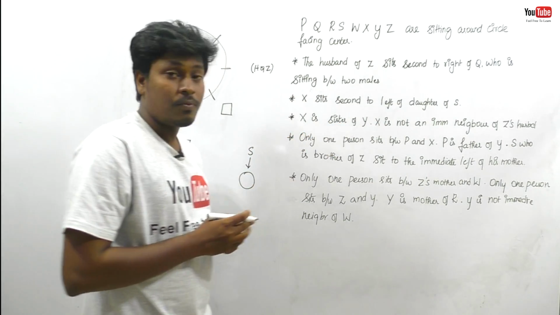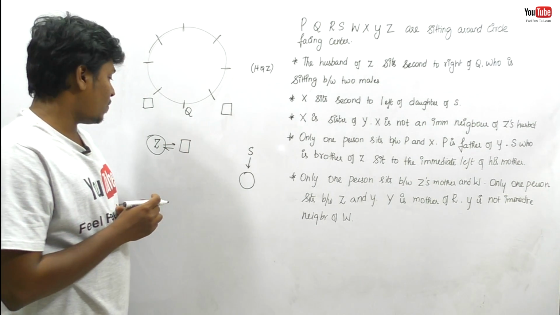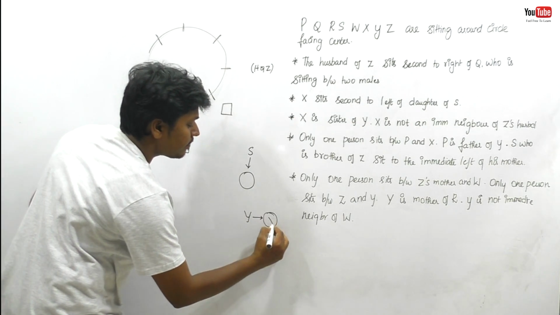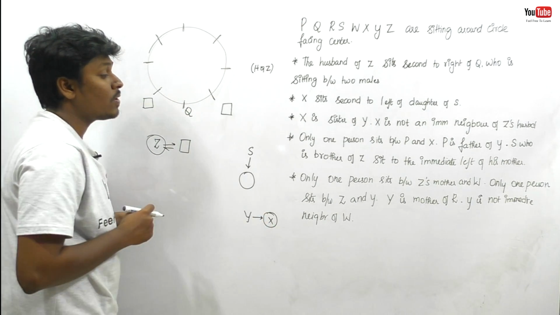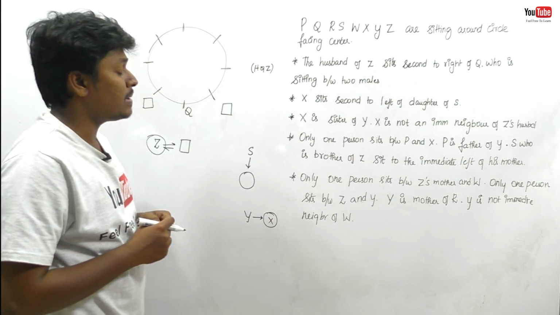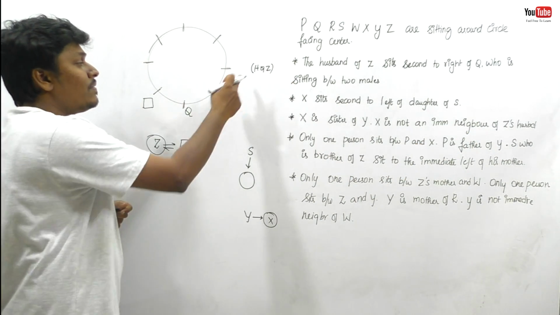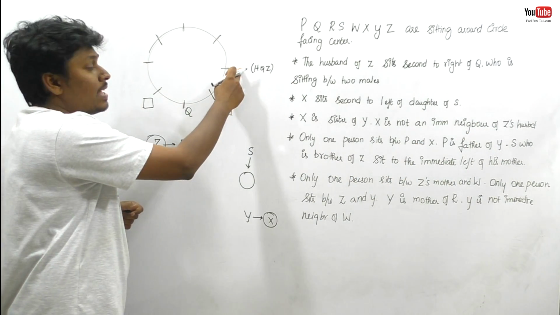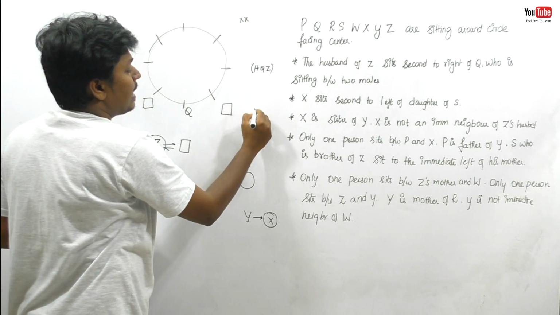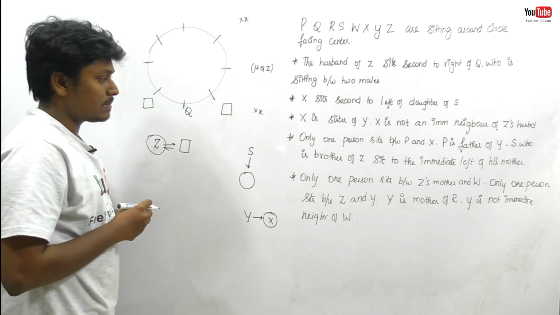This is the second clue they have given. X is the sister of Y, so Y's sister is X. This is another clue. Because of a female person, I am just drawing a circle here. X is not an immediate neighbor of Z's husband. They have said that X is not an immediate neighbor of Z's husband. So we know that Z's husband should come here. X should not come here and X should not come here. These are the two places where we should not place X.